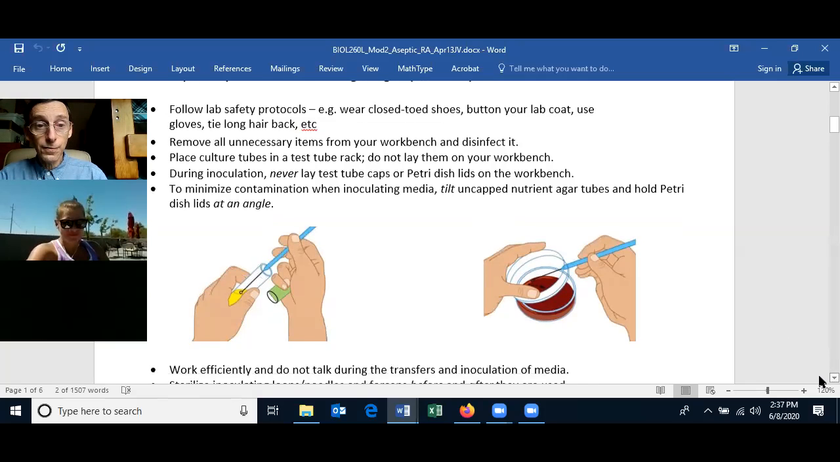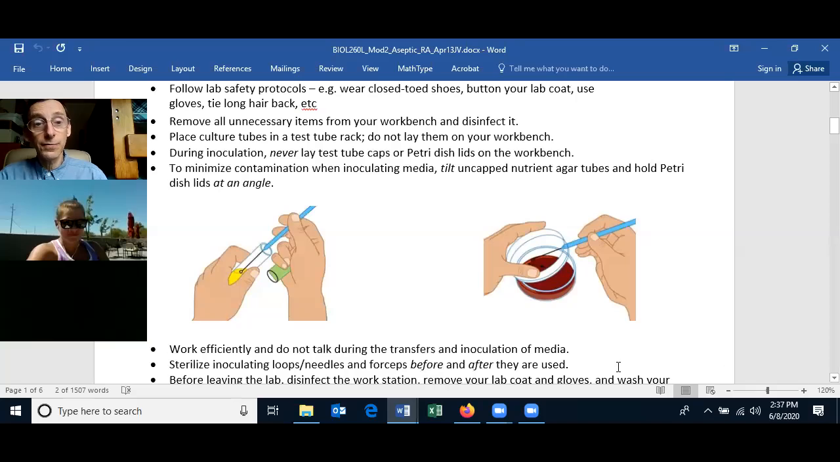There's some other things you can do to minimize the contamination. When you're getting into a tube, hold the tube at an angle, because things generally fall straight down into the tube. If you hold it at an angle, you have less chance of something falling in. If it's a solid tube, you can actually hold it at a 90-degree angle, and then something getting into it from the air would be extremely remote. Of course, if it's a liquid tube, you can't hold it at a 90-degree angle.